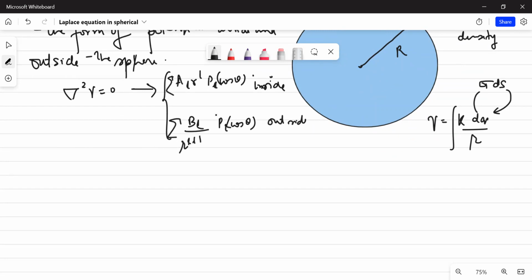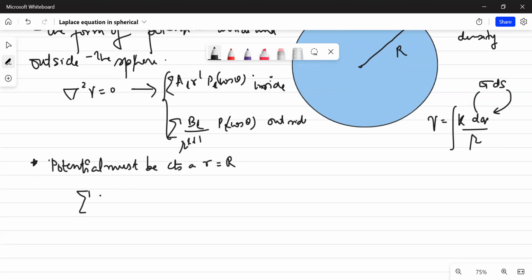Okay. So now the first thing that comes to our mind, one thing is for sure: our potential must be continuous at r equals capital R. This is something that I've already done. So one thing that we already know is that our potential should be continuous at r equals R.